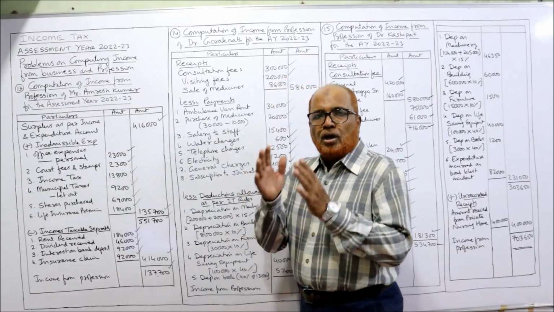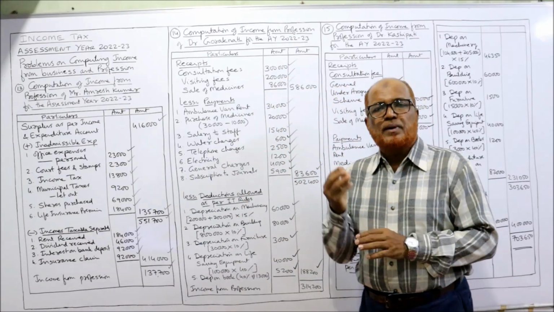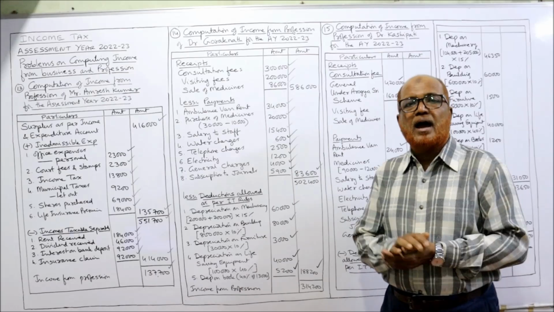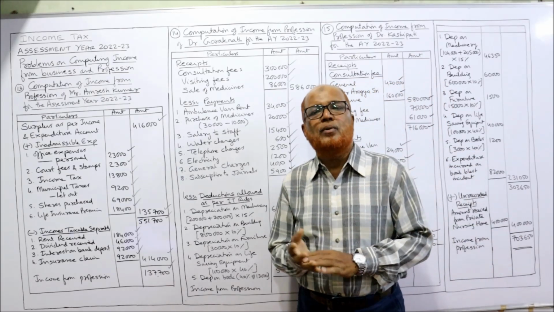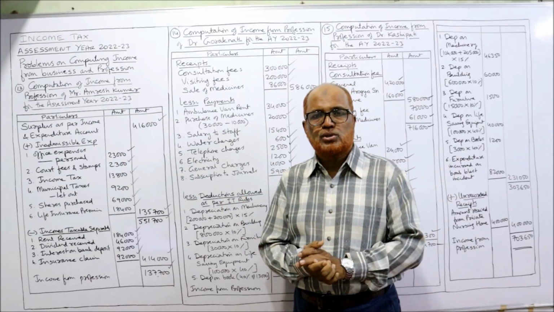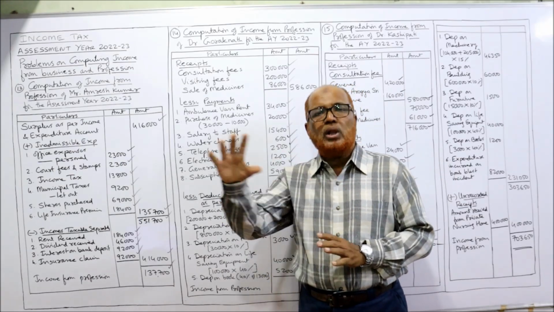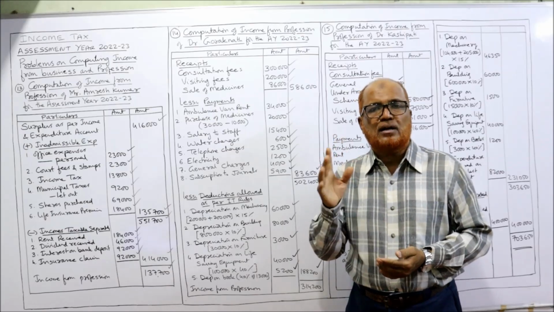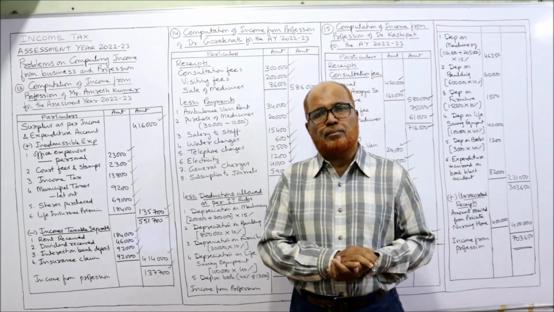So in this video I have explained three problems, 13, 14 and 15. In these problems we have computed income from profession. It is entirely different from earlier videos. So if you want perfect knowledge, watch all the videos from beginning till end to get complete command on the topic of income tax.